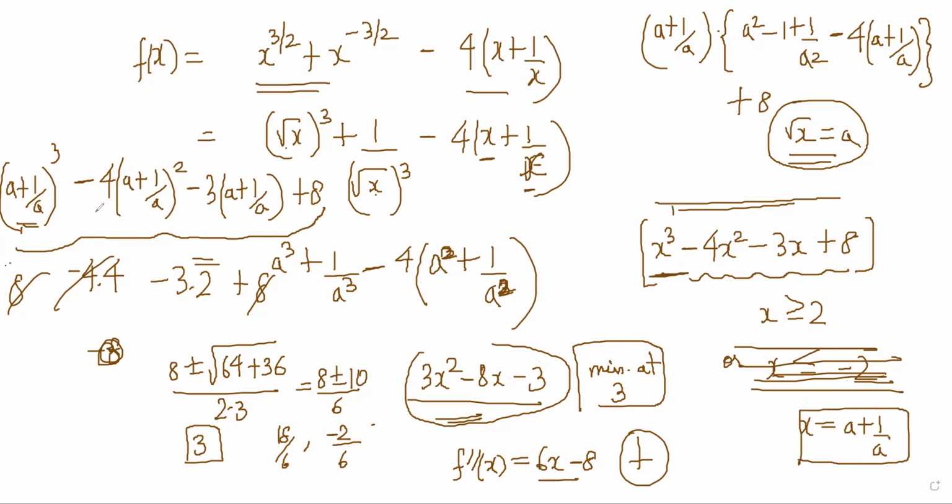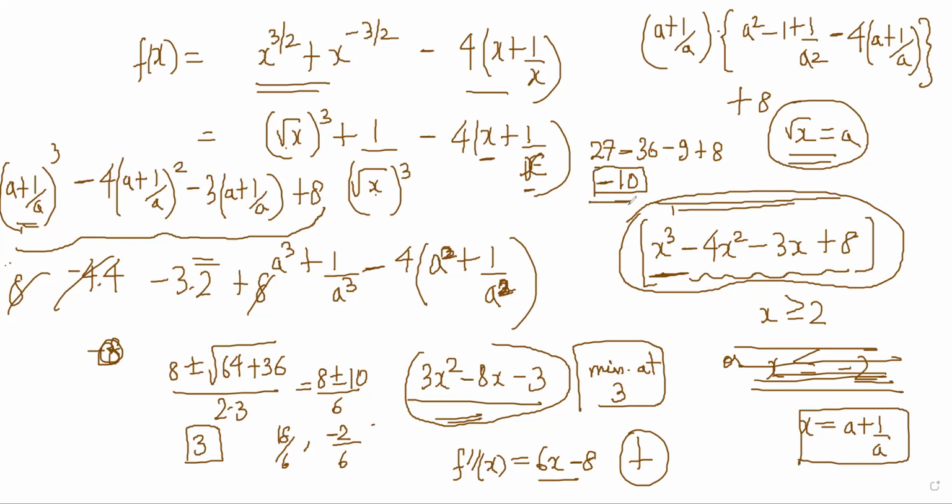This x is basically a plus 1 by a, right? So this thing achieves minimum at 3. What is the minimum value? Let's put 3 there. So it becomes 27 minus 4 into 9, so 36 minus 3 into 3, 9 plus 8. So this becomes minus 10, right? Minus 10. Okay, awesome.